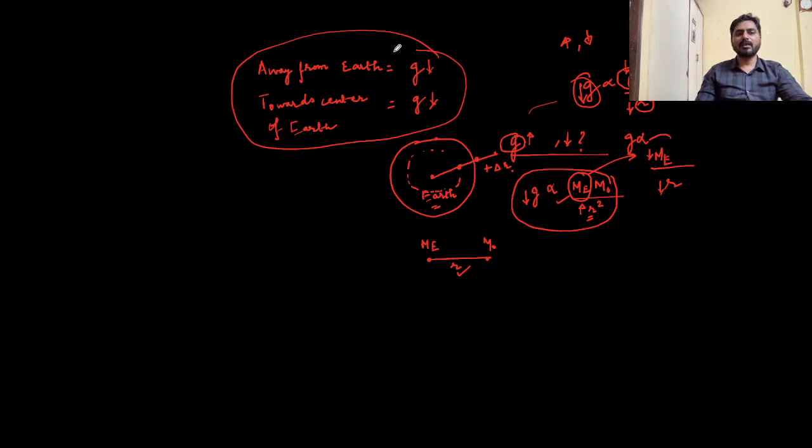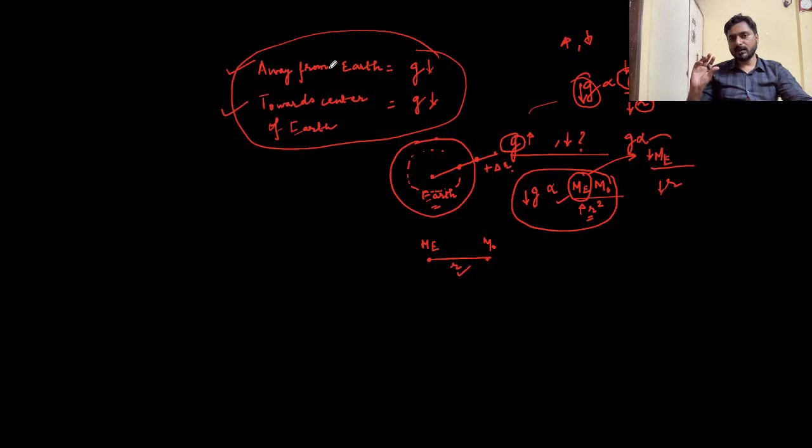So in both the scenarios, you can remember that whether you are moving away from earth or whether you are moving closer to earth, the value of g is going to decrease. Is it okay? So you should remember that when we are moving from the pole to the equator, then also value of g is going to decrease.